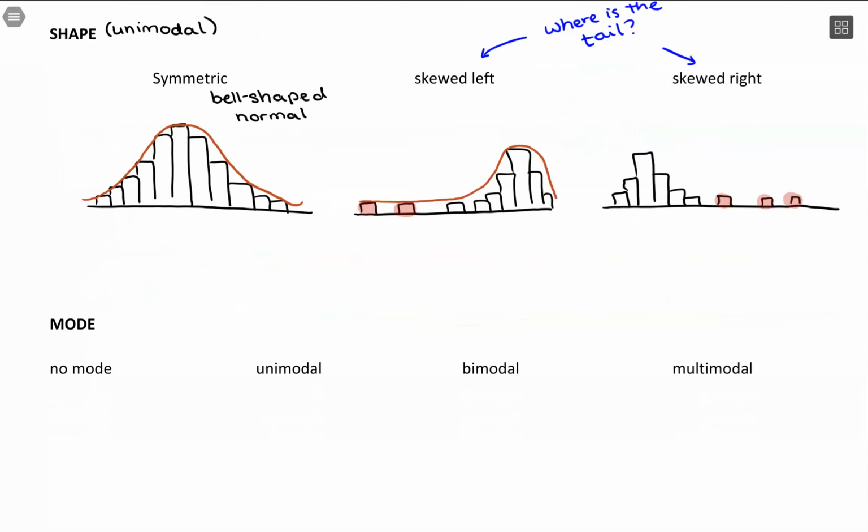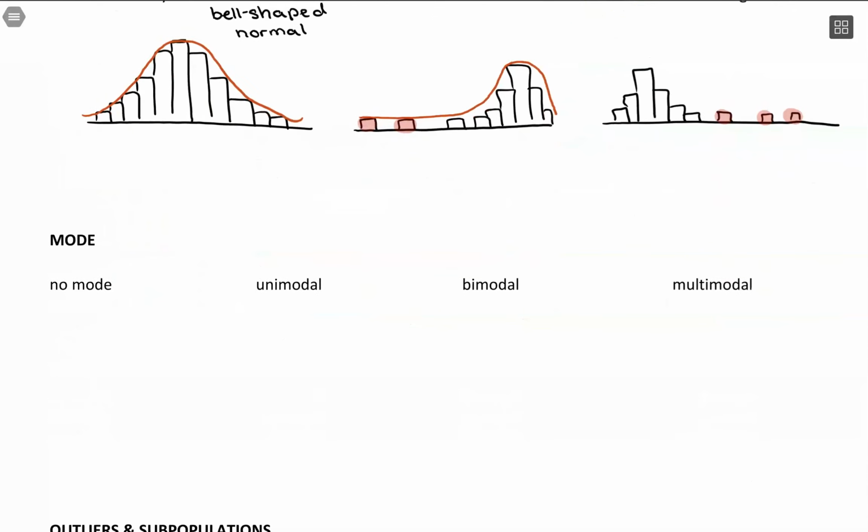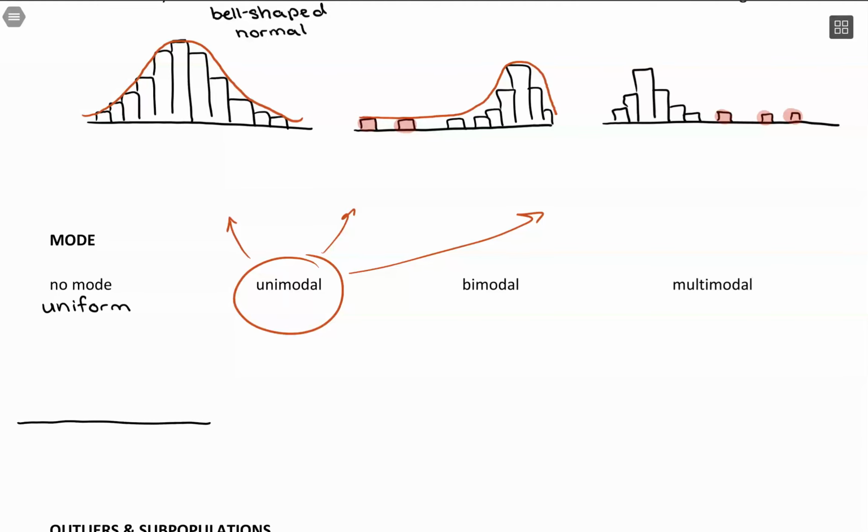Now there are other forms. What we just saw up above are all examples of unimodal, but we could have no mode, and this is also called uniform data. It's where the data behaves in a uniform way, in that if we have a histogram, the frequencies would be very similar. It might not be perfectly flat, but it should look like a somewhat flat graph.